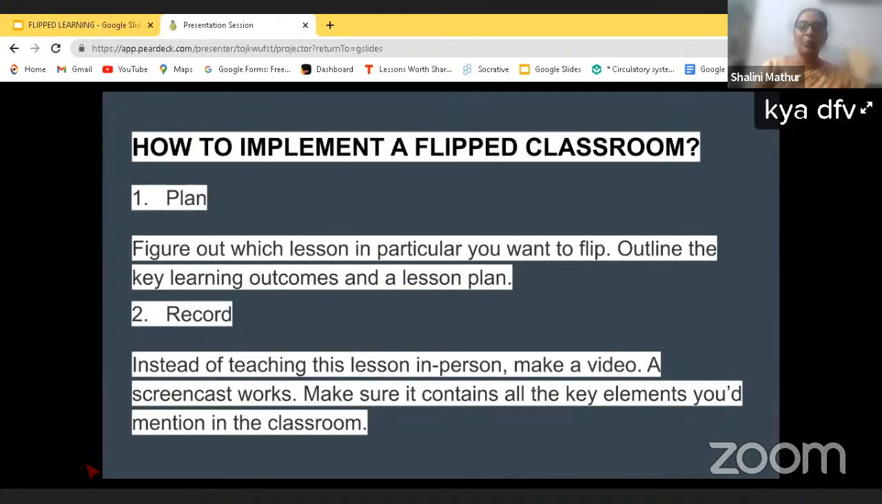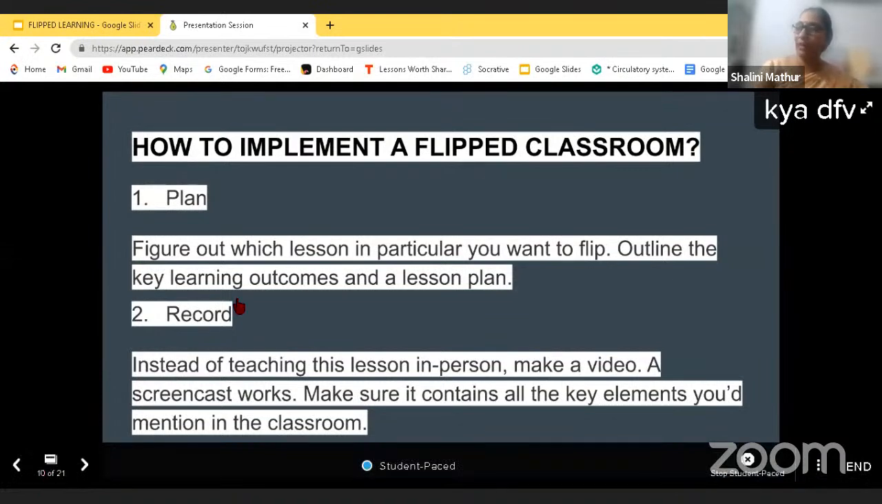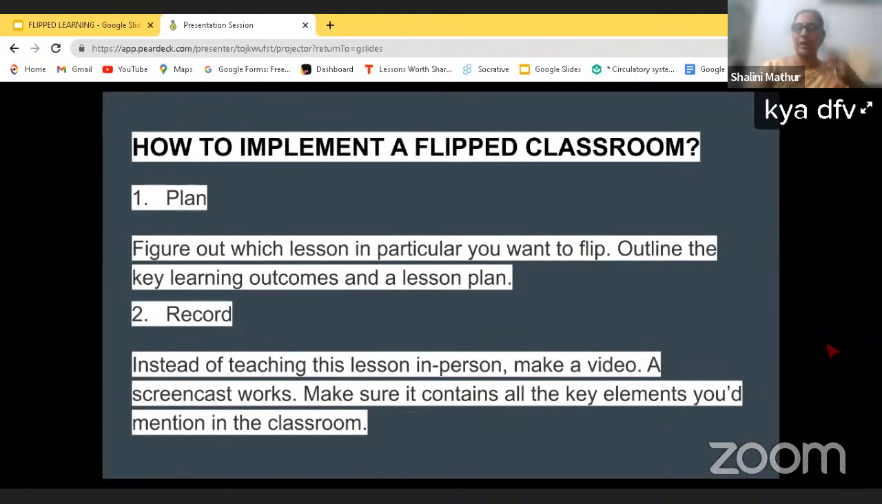Now, we have to plan it out, very smartly. Figure out which lesson in particular you want to flip. Outline the key learning outcomes and the lesson plan. So it should be part of our lesson plan. This particular topic I am going to do with my flipped learning tools and flipped classroom.